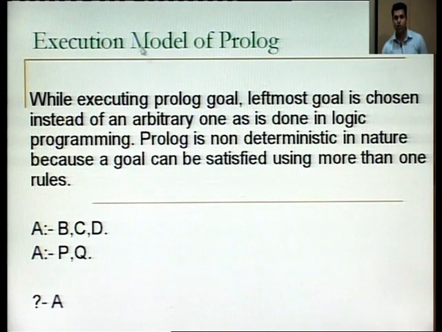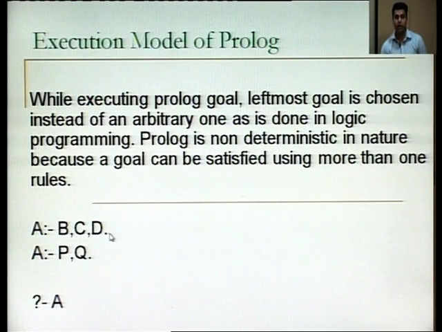Prolog is non-deterministic in nature, because a goal can be satisfied using more than one rule. For example, there is a rule whose head is A, and A is true if B, C, D are true. There is another rule having the same head A, and it is satisfied when P and Q are true. For example, you have the query A. It will match firstly with this one. To execute, it is replaced with B, C and D. You get one answer when B, C and D are satisfied.